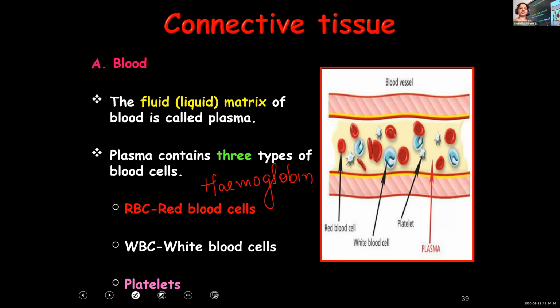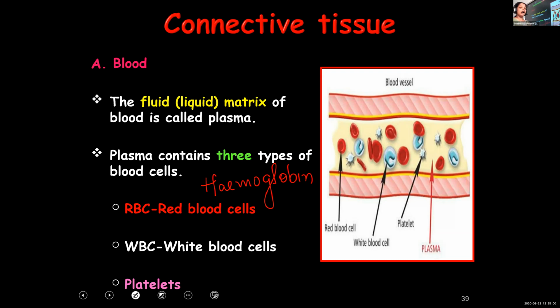And it also gives red color. As you know, it's a red color pigment, gives red color. Now, white blood cells. White blood cells, they are the soldiers of your body. Just like the soldiers of our country protect your country, similarly, these soldiers inside your body, they protect you from infections, from disease-causing germs, they will protect you.